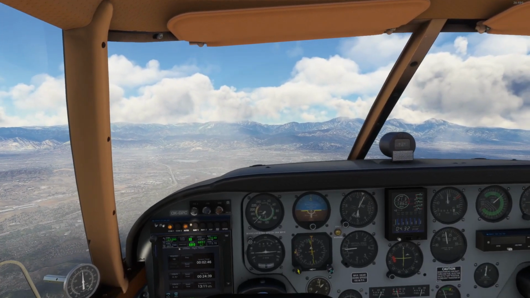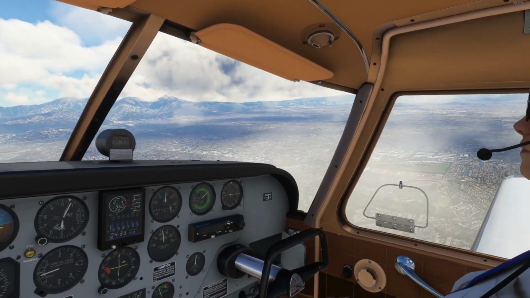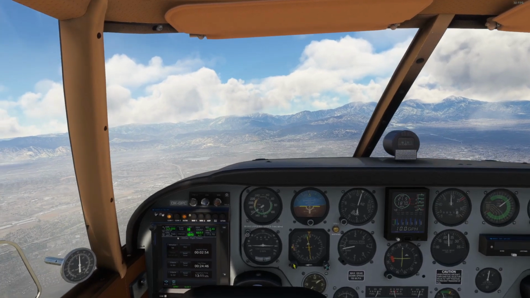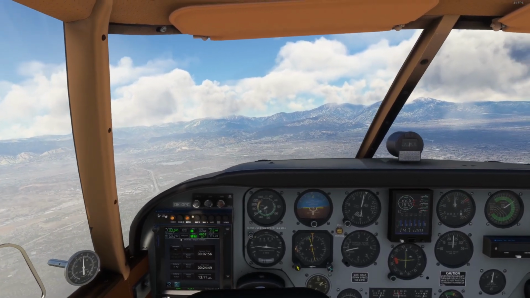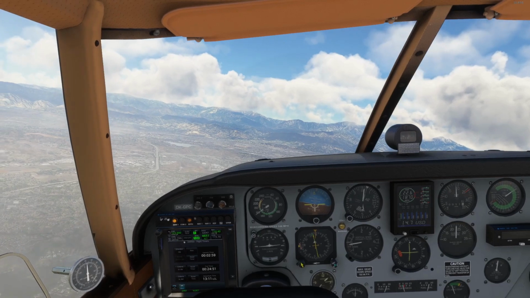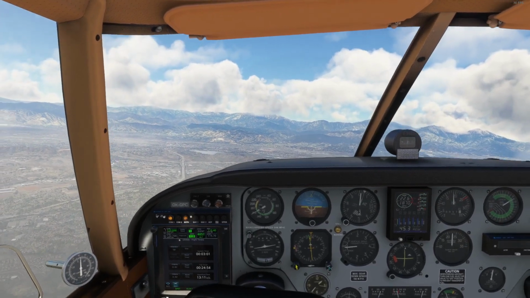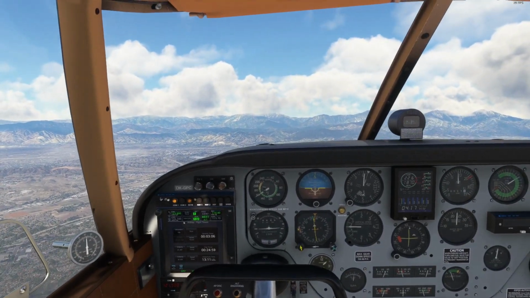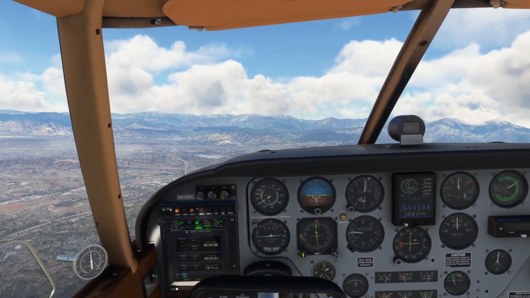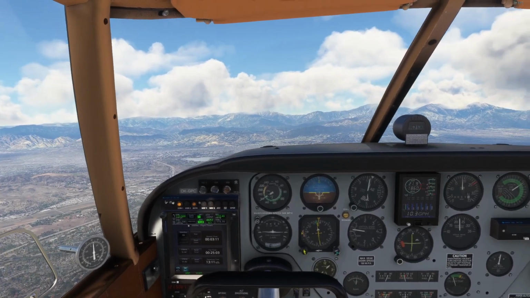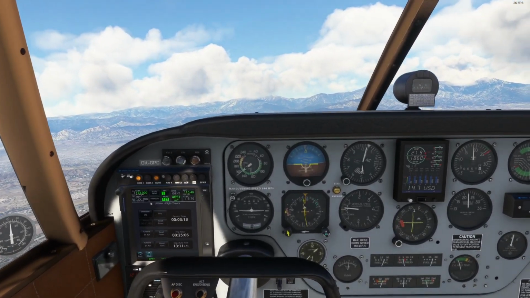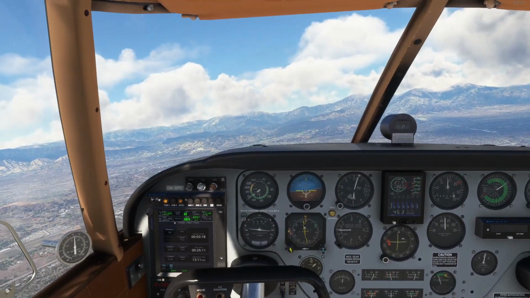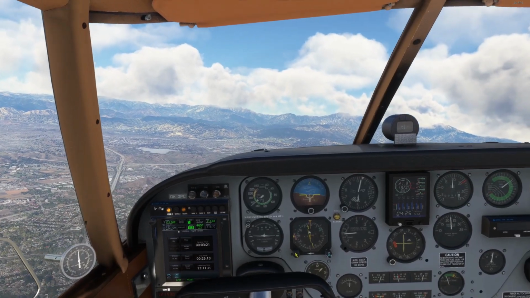Looking forward to what the clouds will look like in the MSFS 2024. I don't know if there's gonna be a huge improvement, but they keep promising. Okay, we are 5 miles from that, so it's gonna be less than 7 minutes, more likely. I will already point this to 053, so I get a sense of what I should be flying.